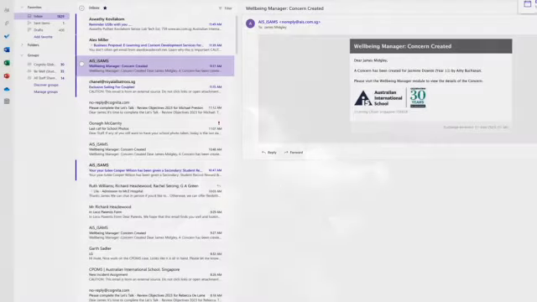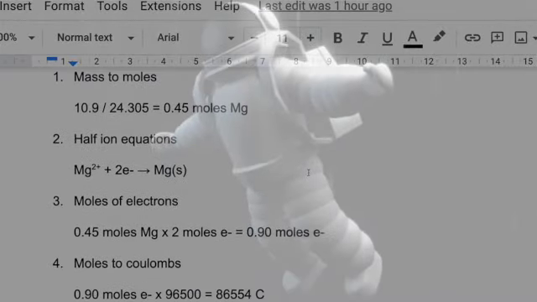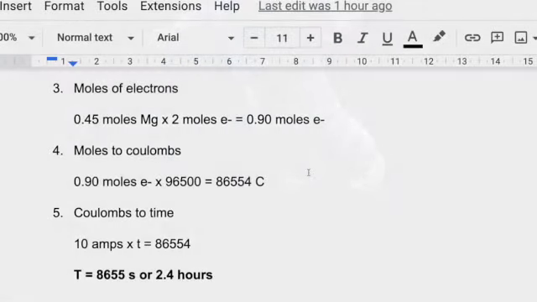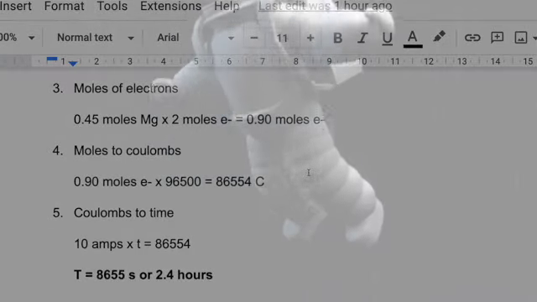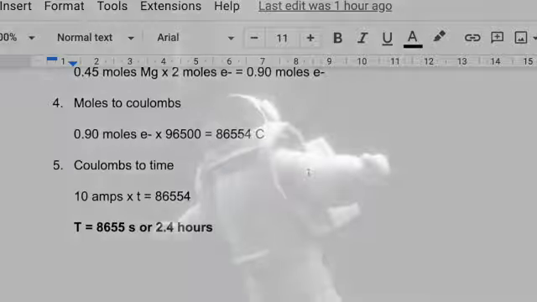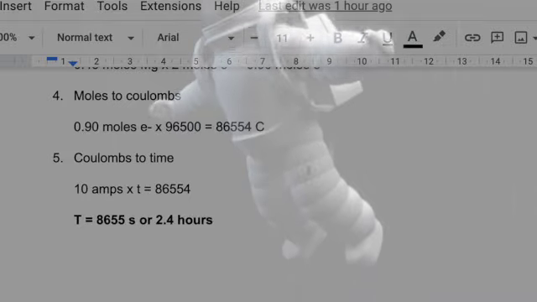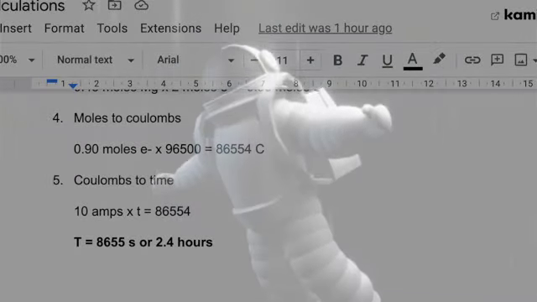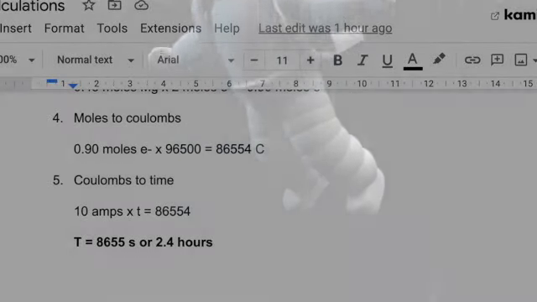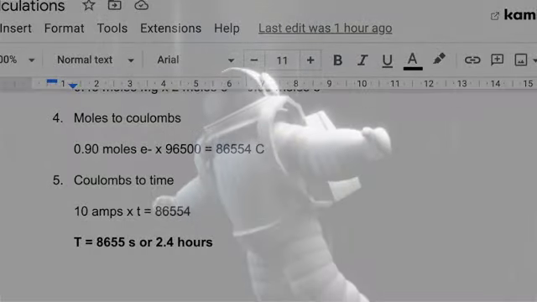Mass to moles, well, the atomic mass of magnesium is 24.3, so it's 0.45 moles of magnesium. Half-ion equations, nice and easy. Mg2+ plus 2 electrons, Mg. We want the Mg, we're not bothered about the sulfate in this case. Moles to coulombs, moles to electrons. There's 2 moles of electrons per mole, so it's 0.9 moles of electrons. Times it by 96,500, Faraday constant, we get the charge. So moles to coulombs charge, and 86,554. Q equals IT, so solve for T, which I make 8,655 seconds, which is pretty unwieldy, or 2.4 hours.